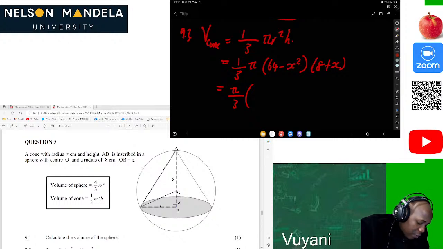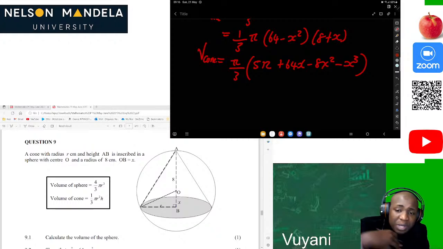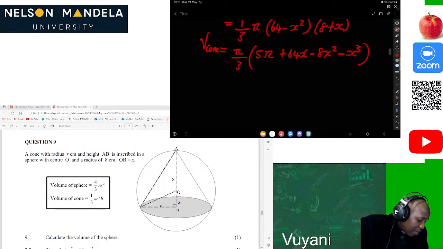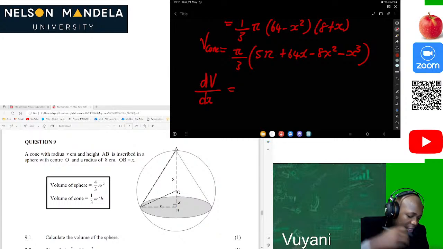Can we solve that 64 times 8? That should be 512. 64 times x, that's positive 64x, and negative x squared times that, that's negative 8x squared minus x cubed. Then this is the volume of the cone. But we know that we are looking at the application of calculus. Now let's look at dV over dx, the derivative of the volume of the cone, because we want to calculate the ratio. Looking at this perspective, this will be what?